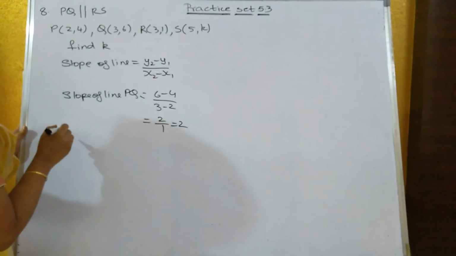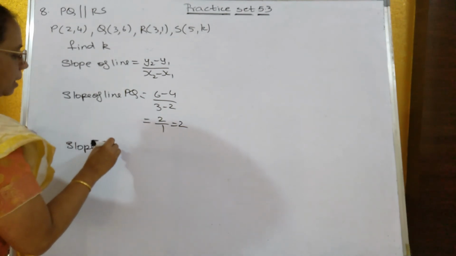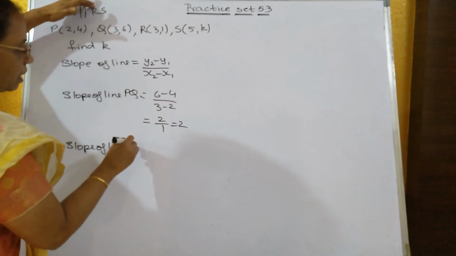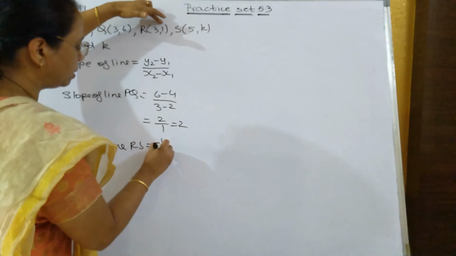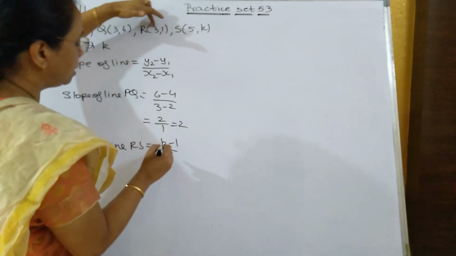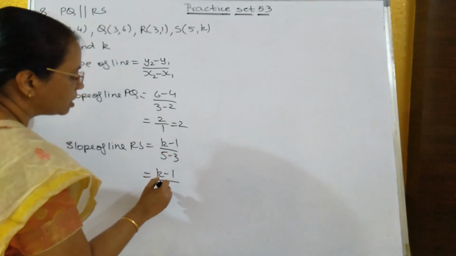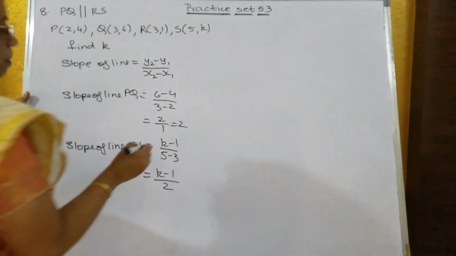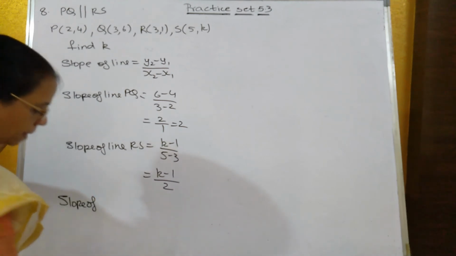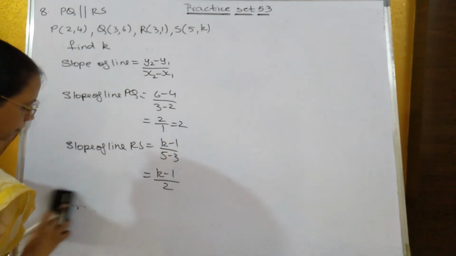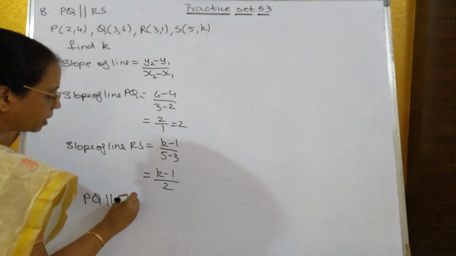So slope of line PQ is 2. Now slope of line RS we have to find out. RS is K minus 1 upon 5 minus 3, so that's equal to K minus 1 upon 5 minus 3, which is 2. Now we know that slope of line PQ is parallel to RS, that is already given.